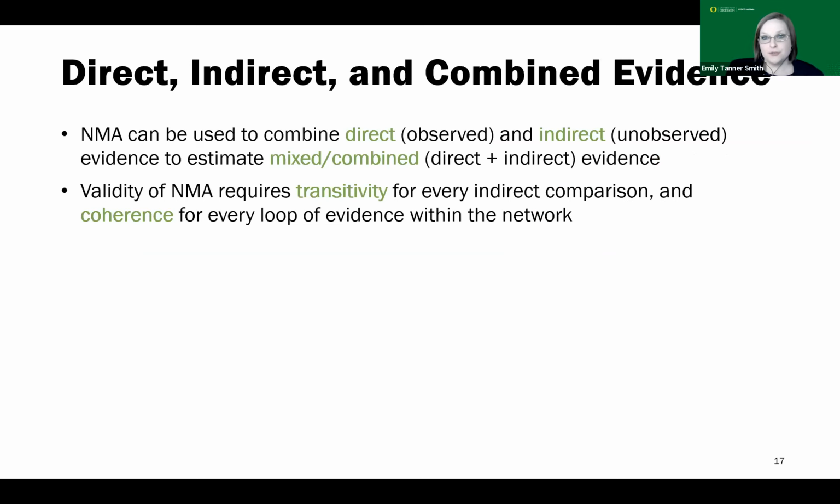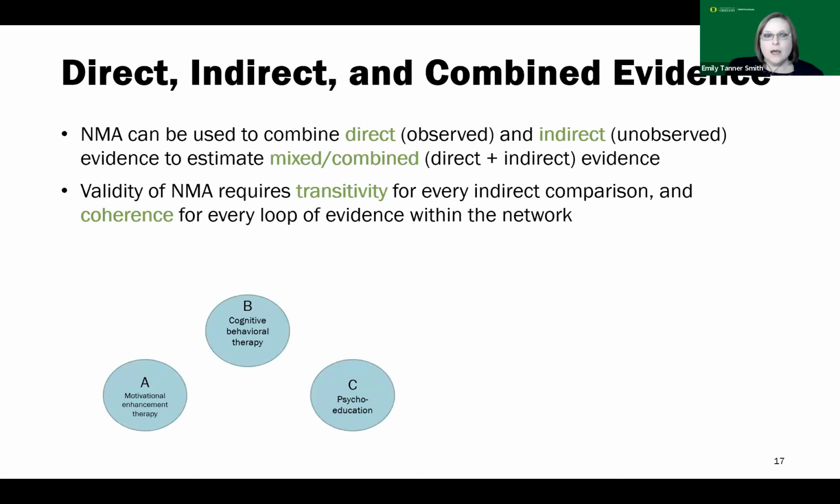So one of the appealing features of NMA models is that they allow you to examine direct, indirect, and mixed or combined evidence about the comparative effectiveness of multiple programs within some network. Direct evidence here refers to pairwise comparisons between 2 programs in the network that have been observed or reported in the literature. So for instance, let's imagine a simple scenario where we might be interested in comparing the effectiveness of 3 programs, A, B, and C, which let's just imagine correspond to motivational enhancement therapy, cognitive behavioral therapy, and psychoeducation programs for reducing alcohol use.